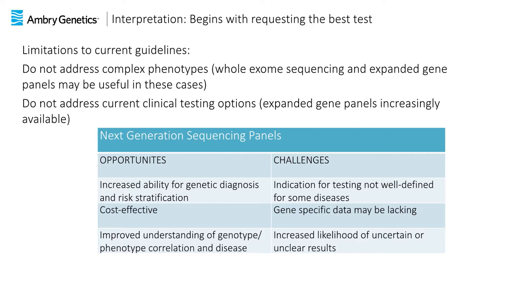It would be impossible for them to do so, and many of the patients we see have complex disease, so a combination of arrhythmia and cardiomyopathy, or for example, they might have left ventricular hypertrophy suggestive of HCM but might have systolic dysfunction. And these are the kinds of cases where larger, more broad genetic testing might be helpful, such as some of the expanded gene panels that are now available, or even whole exome sequencing.